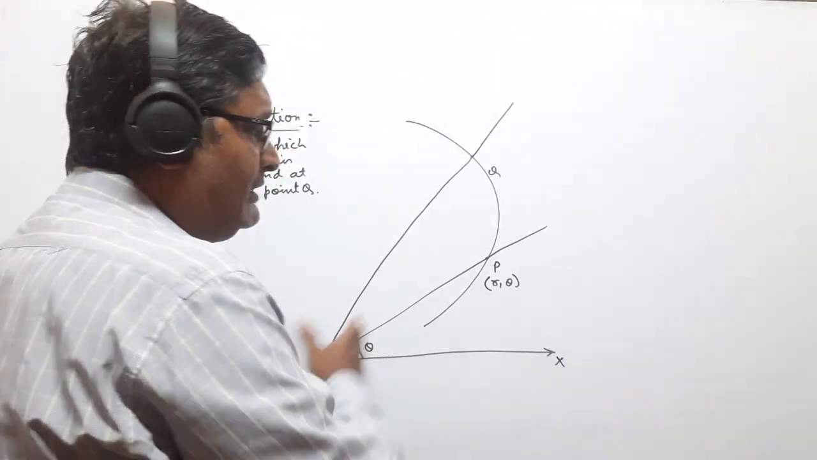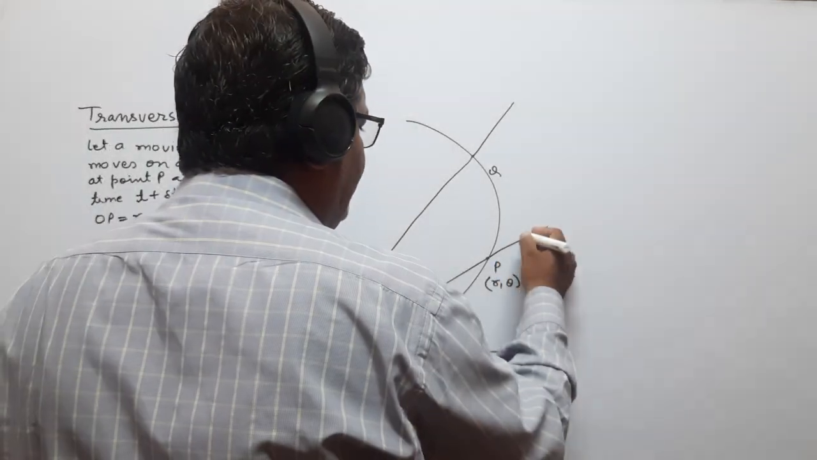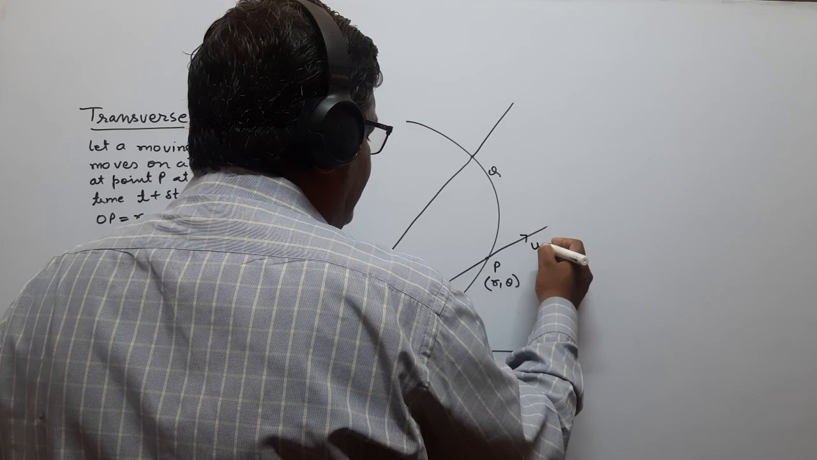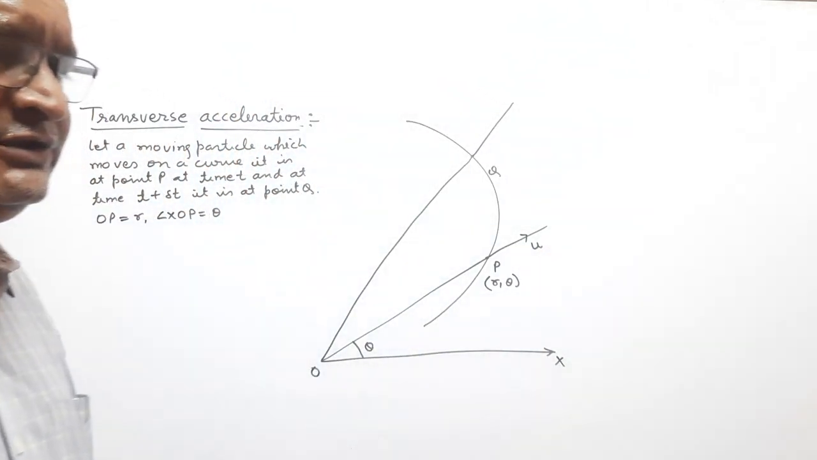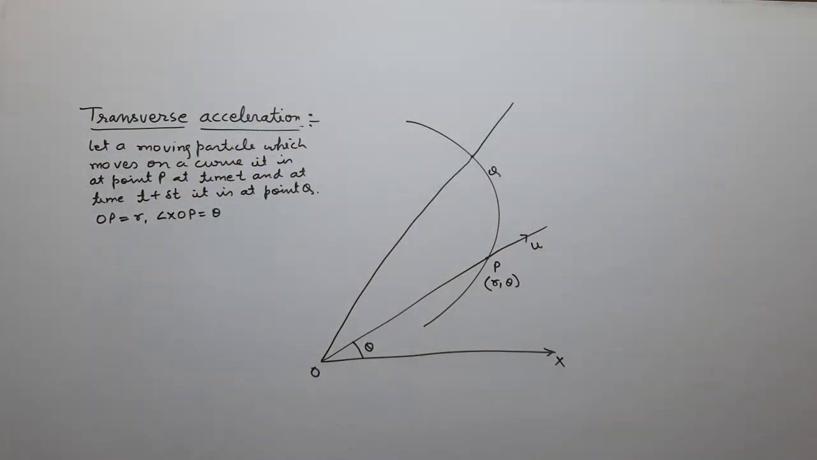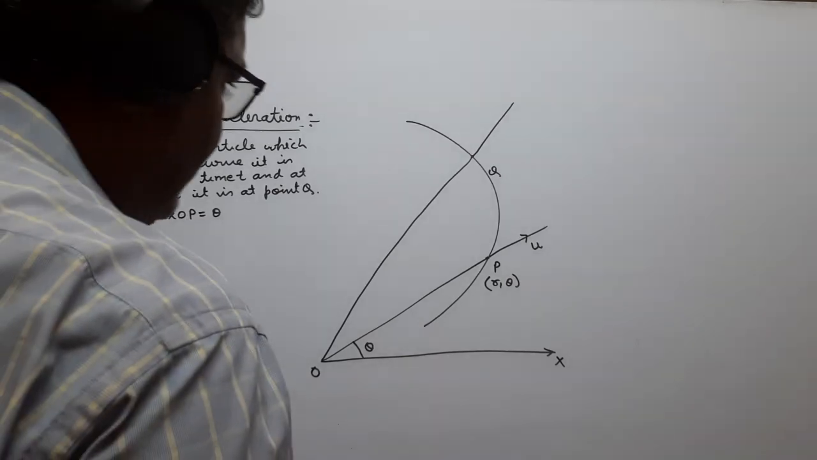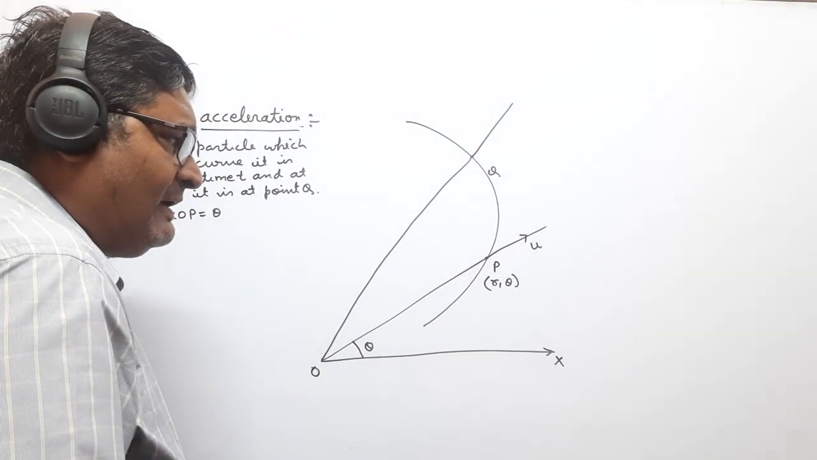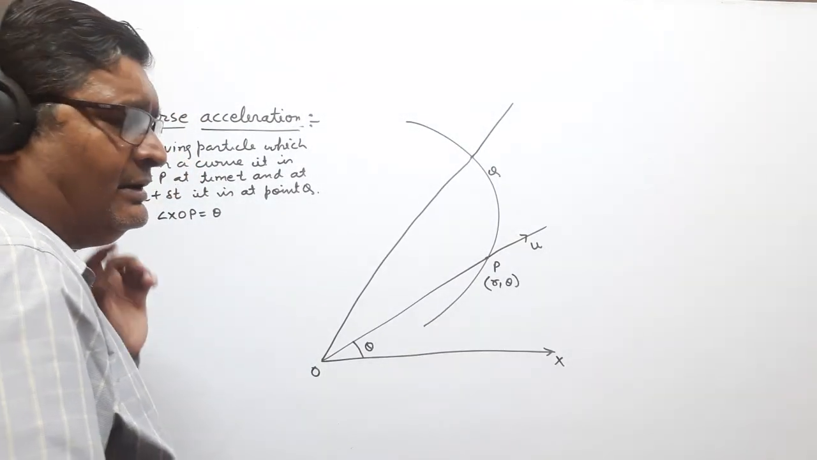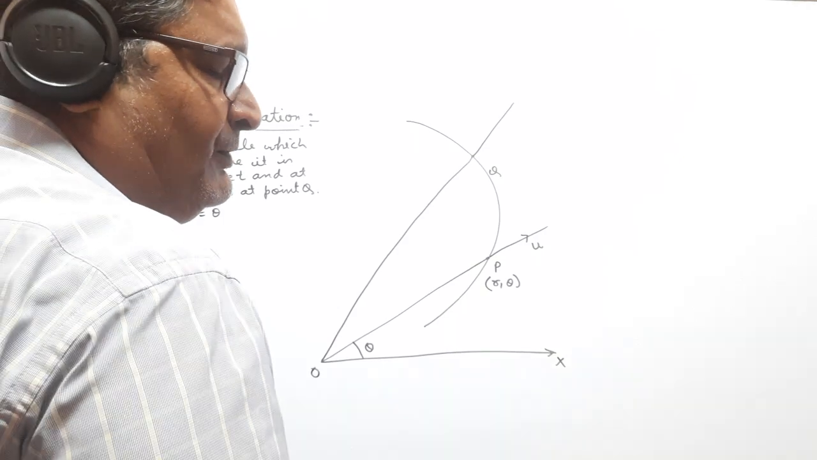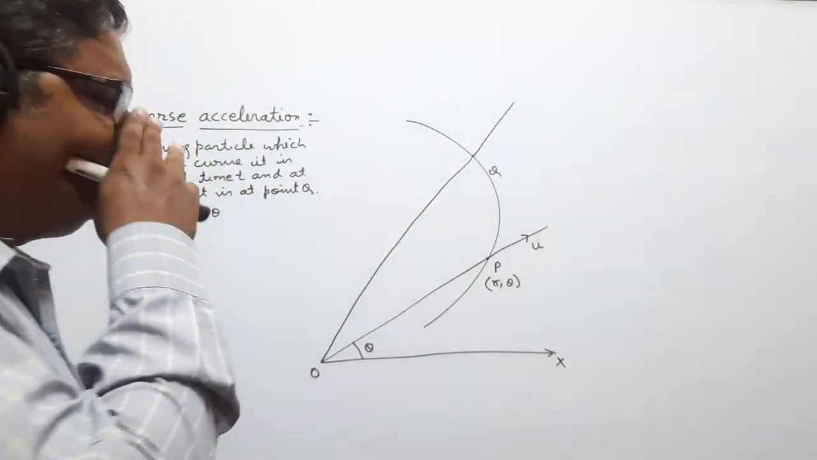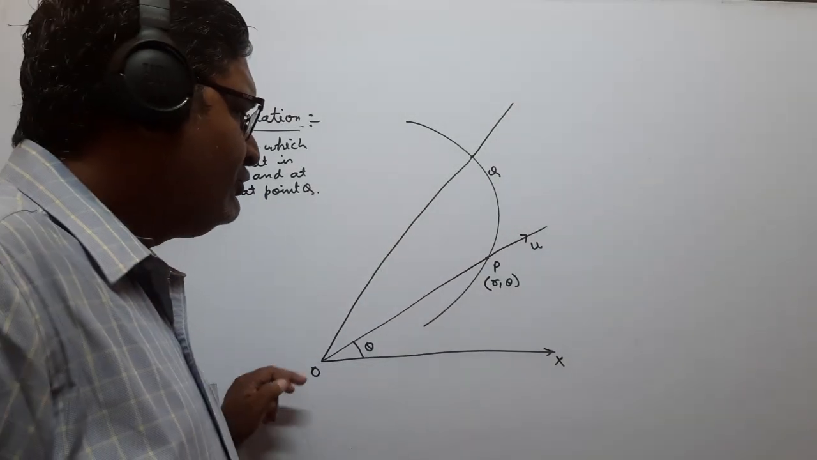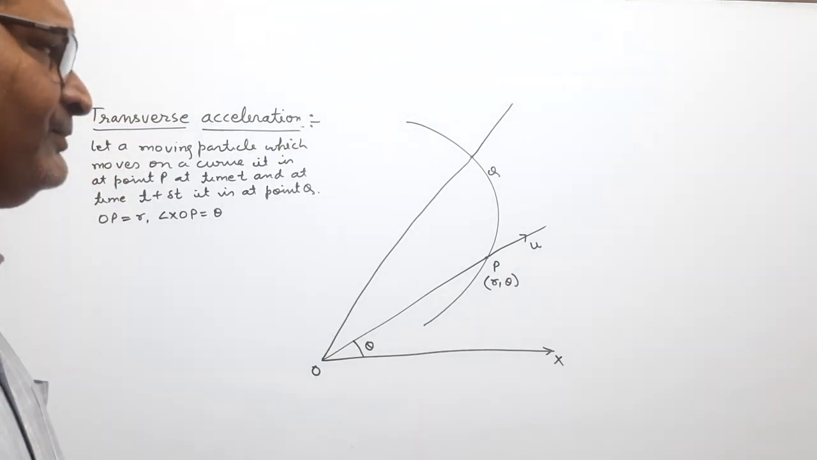We know that the velocity along the radius vector OP is called the radial velocity, which is denoted by small u. Here u is the radial velocity along the radius vector OP, and OP is the radius vector which is equal to r, angle XOP is equal to theta.